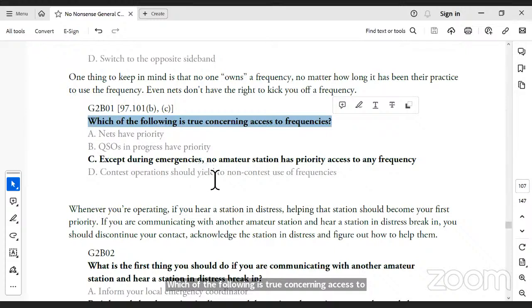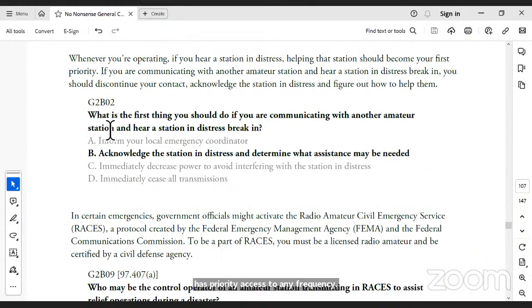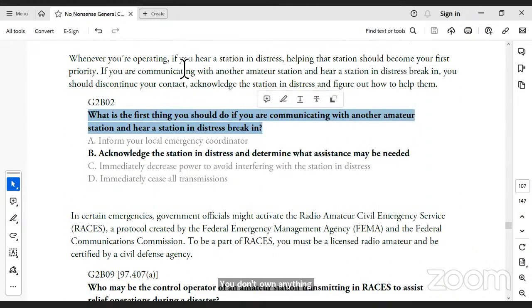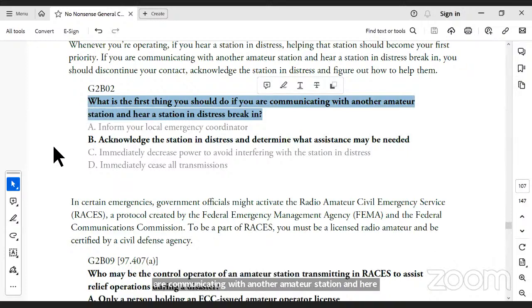Which of the following is true concerning access to frequencies? Except during emergencies, no amateur station has priority access to any frequency. You don't own anything. All right. What is the first thing you should do if you are communicating with another amateur station and hear a station in distress break-in, right? So that's an emergency. So what you do is you acknowledge the station in distress and determine what assistance may be needed.